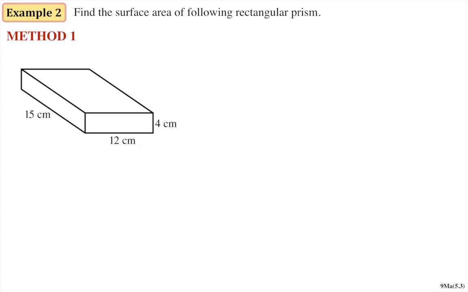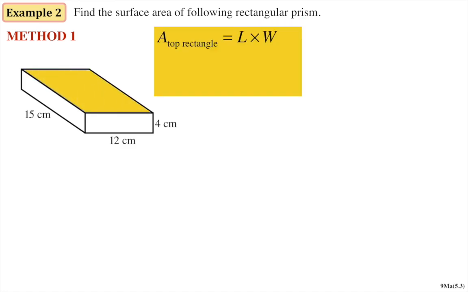Let's go and have a look at example 2. Now, there are 2 methods. I would suggest not copying down, just watching method 1, because method 2 is by far the fastest method. But let's have a look at method 1. This is a method you use if you don't know the formula. Find the surface area of the following rectangular prism. Well, we look at it and we go, oh, there's a rectangle on the top. And the rectangle on the top is length times width, which is 15 by 12. So I put that into my calculator, and the top rectangle is 180.